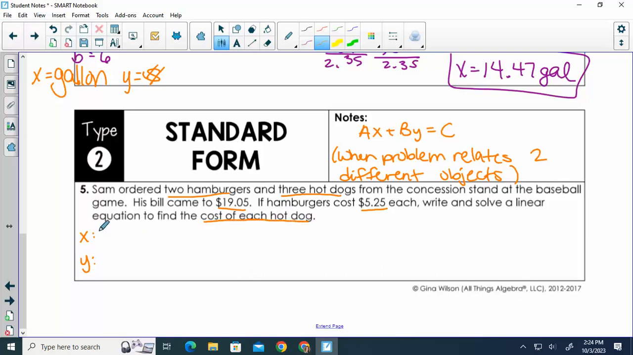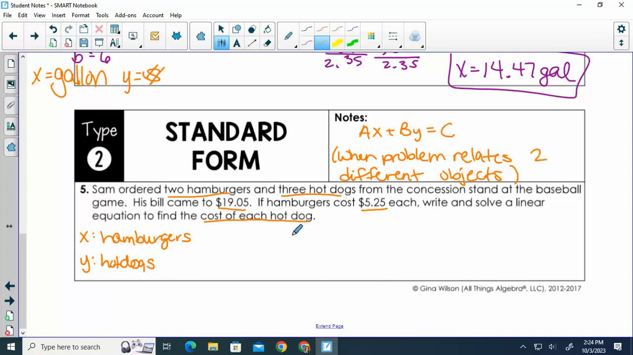So we are going to let one of these variables stand for hot dogs and one of them stand for hamburgers. It actually doesn't matter a bit which one is which. So that's why it's so important that you label, because I may pick hamburgers for my X and you may be doing hot dogs for your X. So I have to know what you're doing. So I'm just going to say my X is hamburgers and my Y is hot dogs.